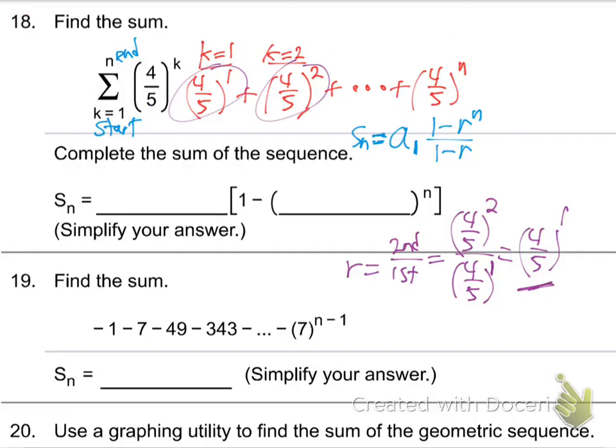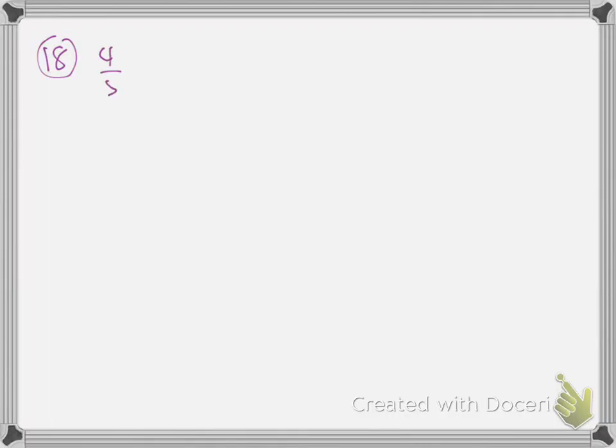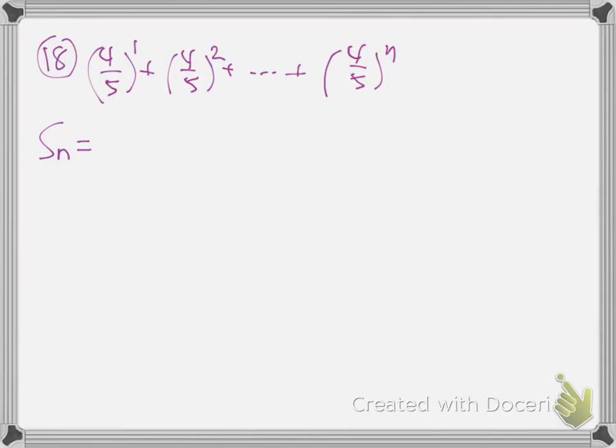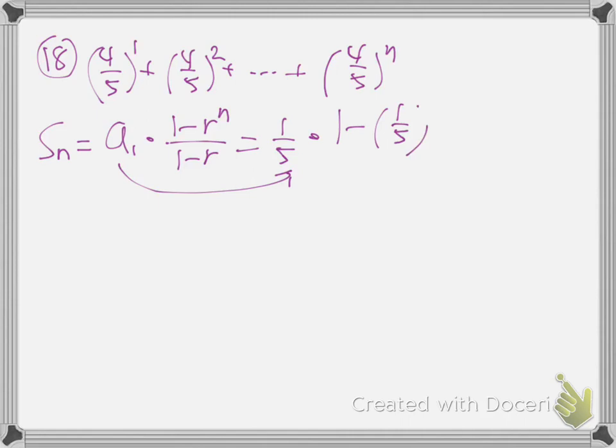So I'm going to go to a fresh screen here. Number 18, and it's 4/5 to the 1, 4/5 to the second, dot, dot, dot, 4/5 to the n. So the S sub n form, that's what they want, is A1 times 1 minus r to the n over 1 minus r. So it's A1, which is 4/5, and r is 4/5. I'm messing up here. 1 minus 4/5 is 1/5. Yeah, right.